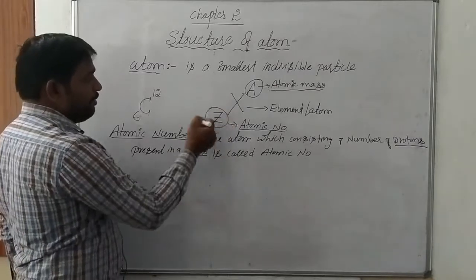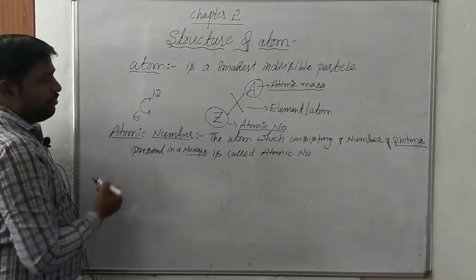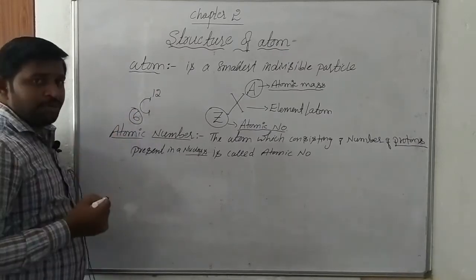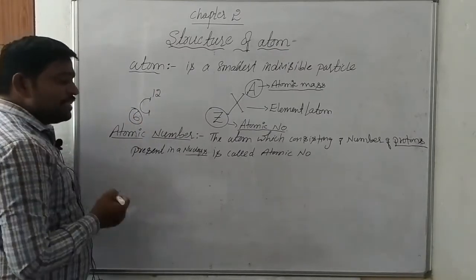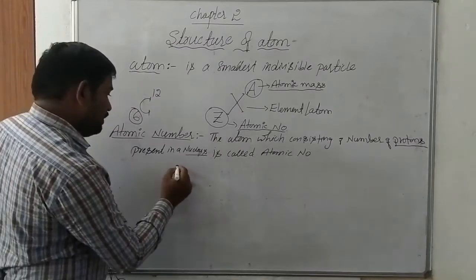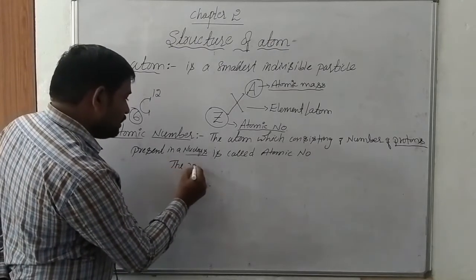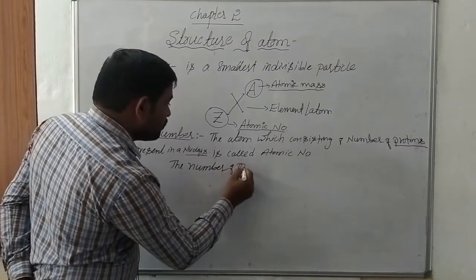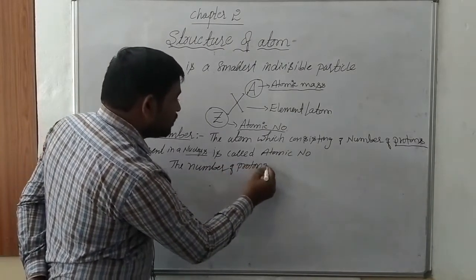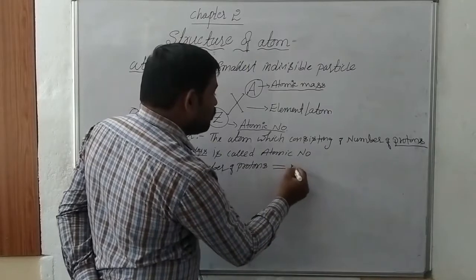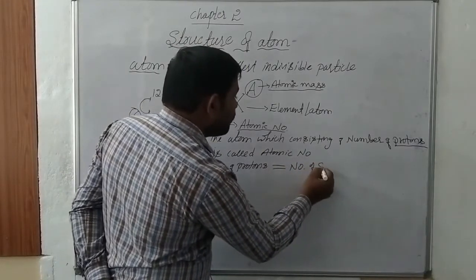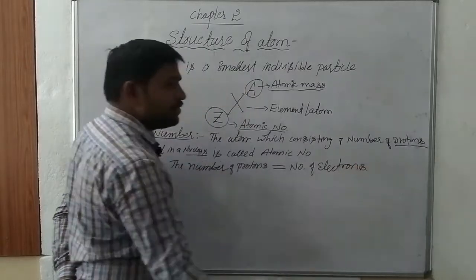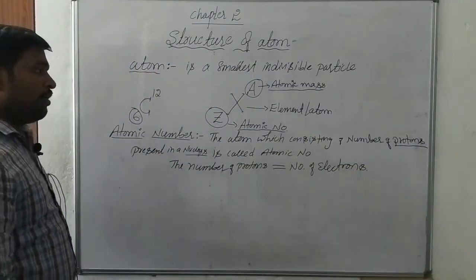So this is an element. In this, which is the atomic number? The number of protons, which means 6 is the atomic number. The number of protons is always equal to the number of electrons.